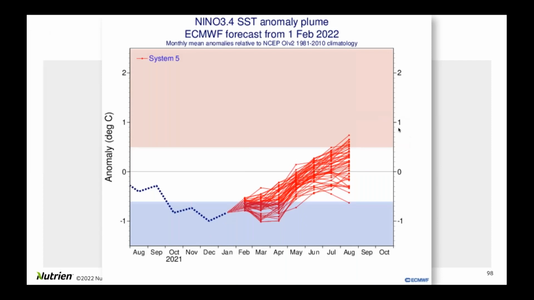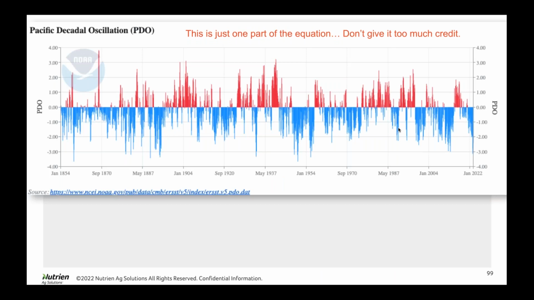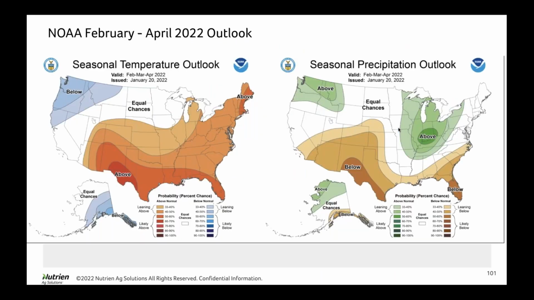We know a thing or two about it, and I'm going to skip this slide if you don't mind, just in the interest of time, and show you what we're most concerned about. You see, going through the remainder of winter, March and April, I buy in, and of course, to the forecast here by the National Weather Service.